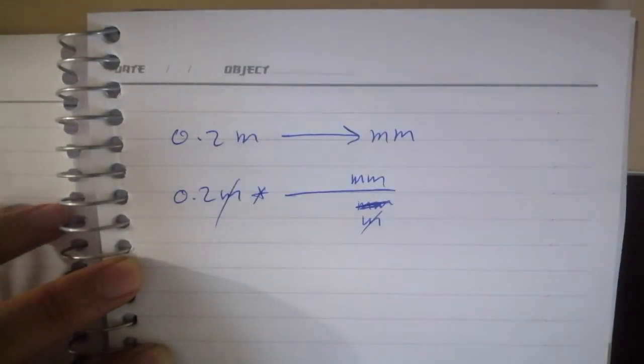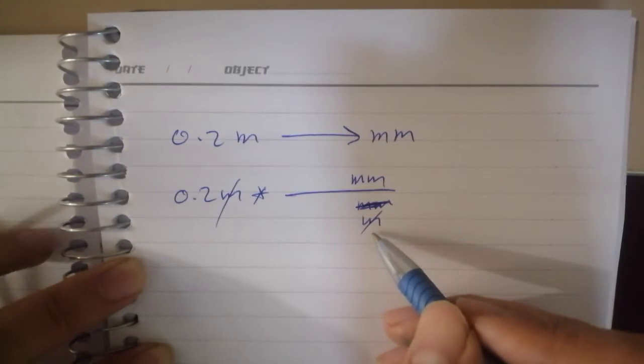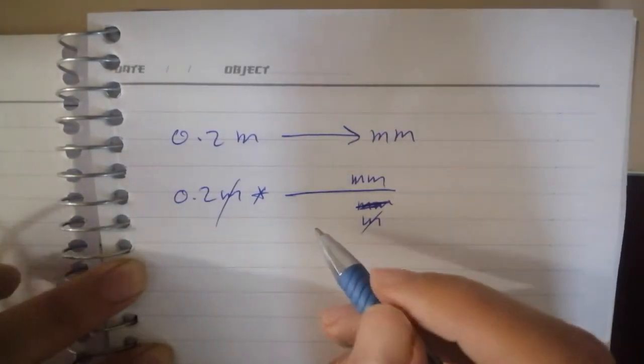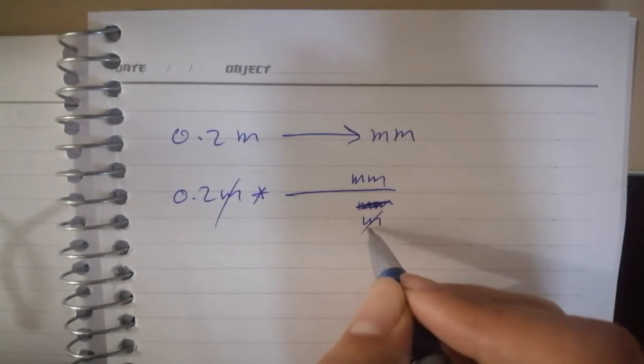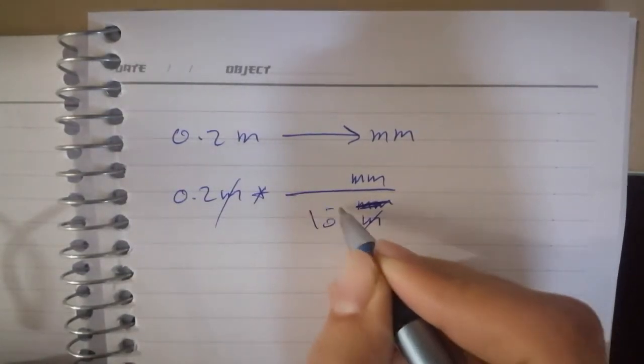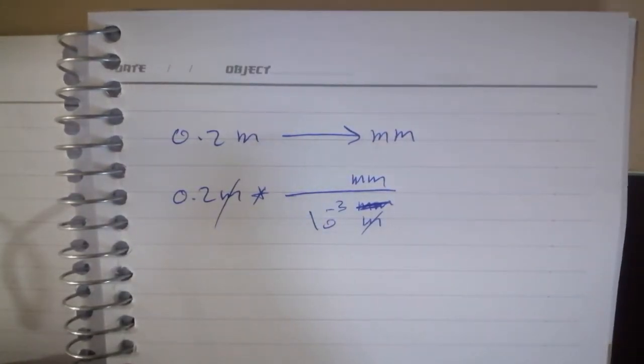Okay, so which one is the single letter? Of course, m is the single letter, so I'll write down the power next to it. That's our structure, that's our method. So what is milli? Milli is 10 to the minus 3. All right, so that's what milli is, 10 to the minus 3.